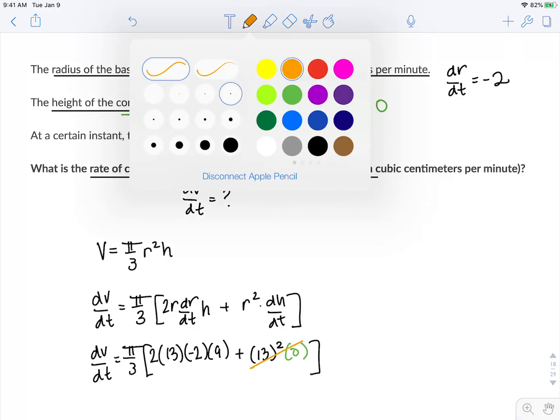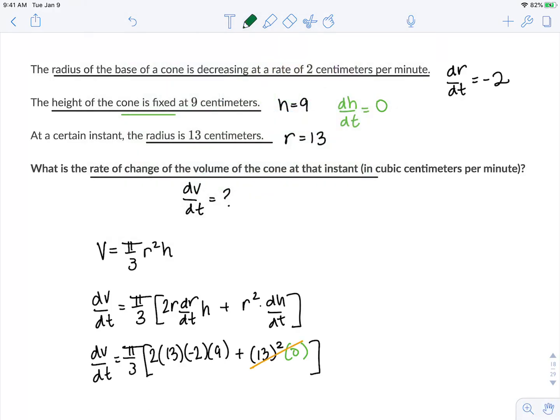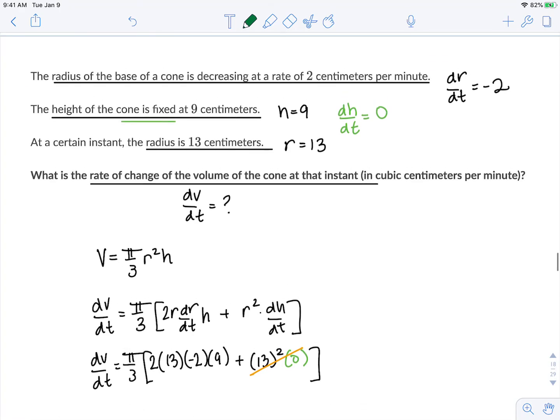So dV/dt is going to be pi over 3 times -468, which is going to be -156 pi, and the units will be change in volume, centimeters cubed, over change in time, minutes.